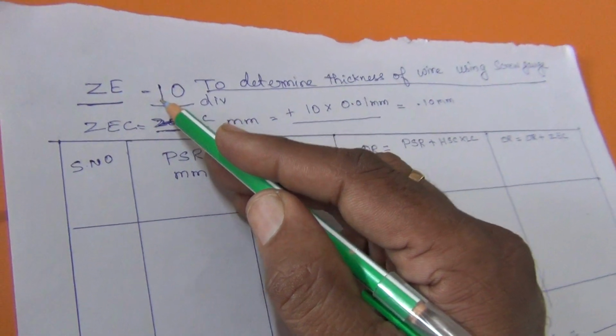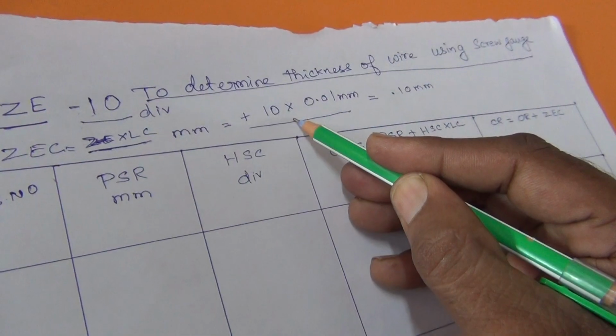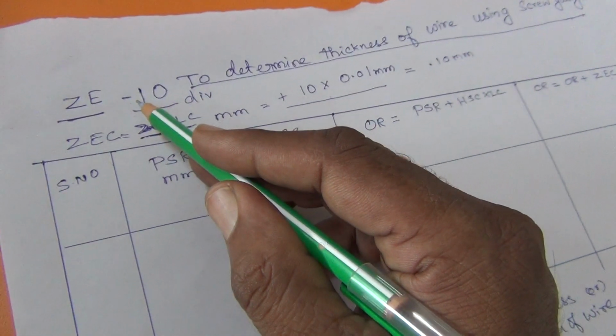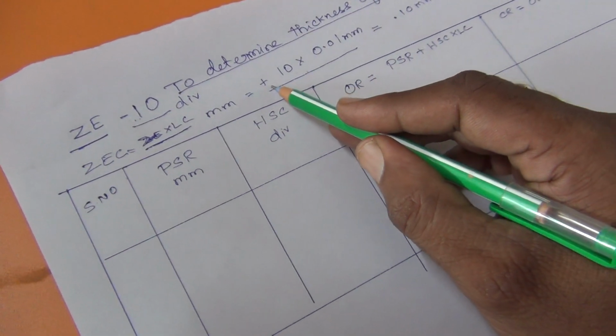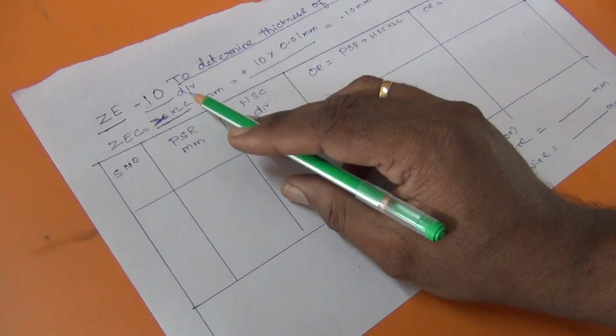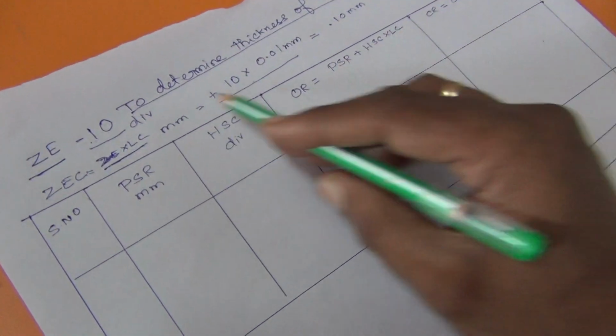So the zero error is negative. If the zero error is negative, then we have to go for positive correction. Suppose the zero error is positive, then the zero error correction will be negative. If there is no error, then we have no need of these things.